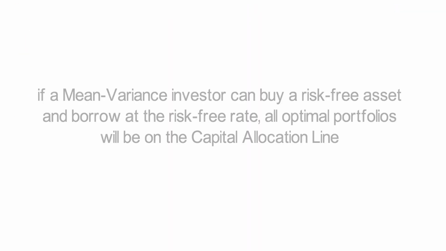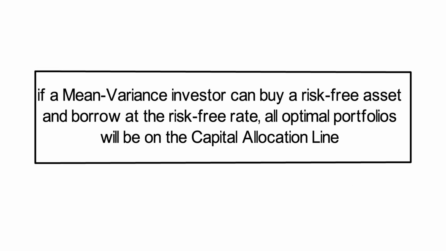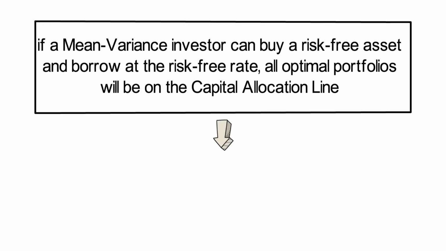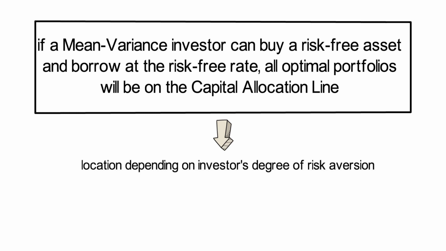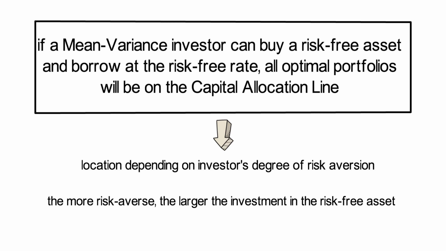So the learning point is that if a mean variance investor can buy a risk-free asset and borrow at a risk-free rate, all optimal portfolios will be on the capital allocation line. The exact location on the capital allocation line depends on the investor's degree of risk aversion. The more risk averse the investor, the less will he allocate to the tangency portfolio and the larger his relative investment into the risk-free asset.